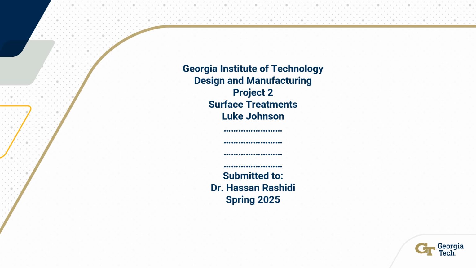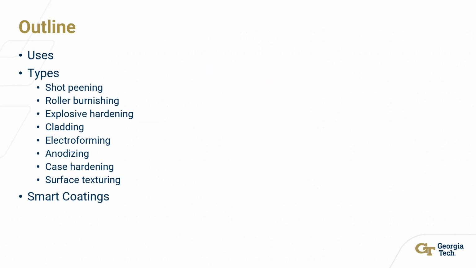This is my Project 2 presentation on surface treatments. In this presentation, I'll be going over the different uses for surface treatments, as well as the different types, including shot peening, roller burnishing, explosive hardening, cladding, electroforming, anodizing, case hardening, and surface texturing. I'll also be talking about smart coatings and how that new technology is improving different surface treatments.